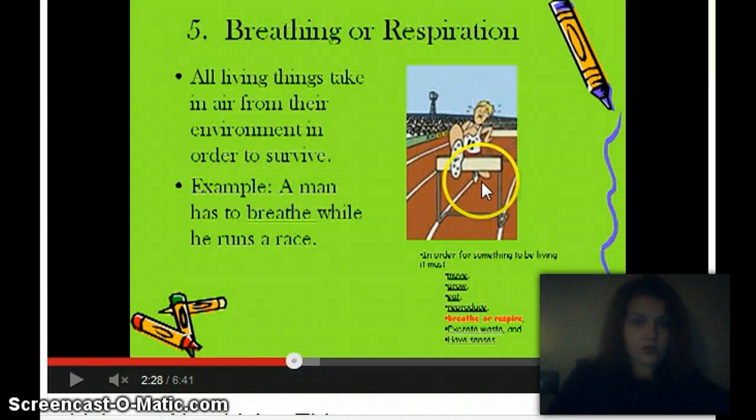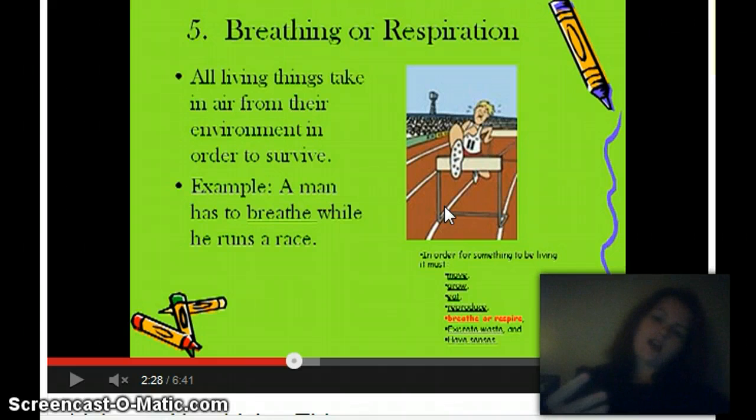Okay, breathing or respiration. Respiration, boys and girls, is another meaning for breathing, taking air in through our noses and our mouths, right? When we're taking in air. All living things take in air from their environment in order to survive. An example, a man has to breathe while he runs a race. Or when we're running, we have to take a breath, because if we don't, we fall.